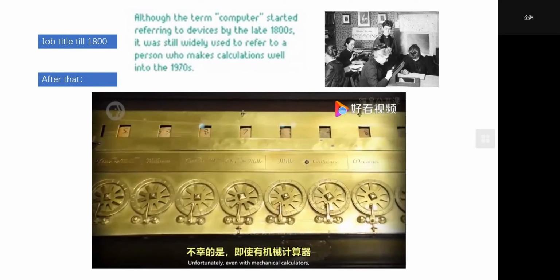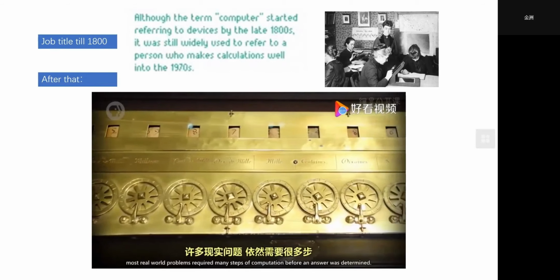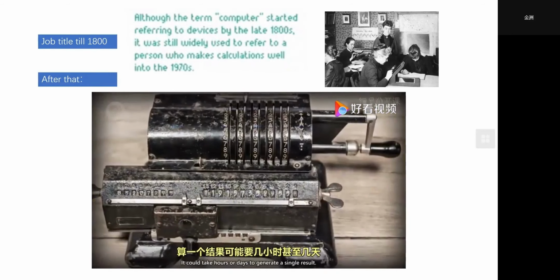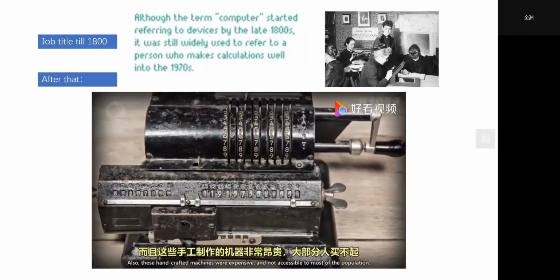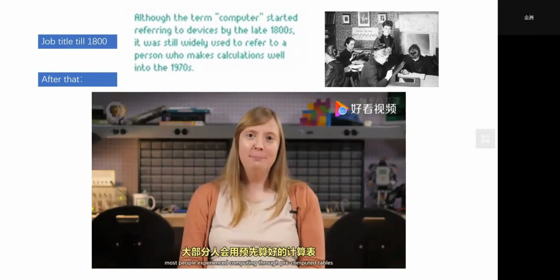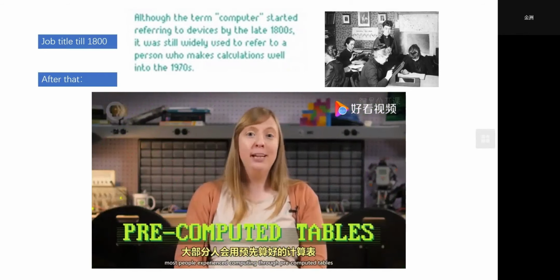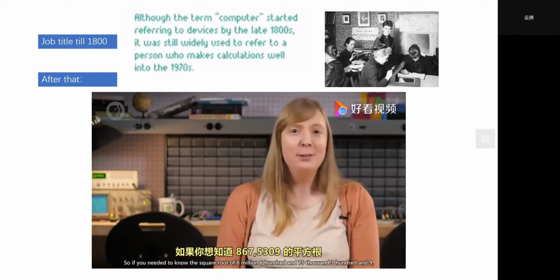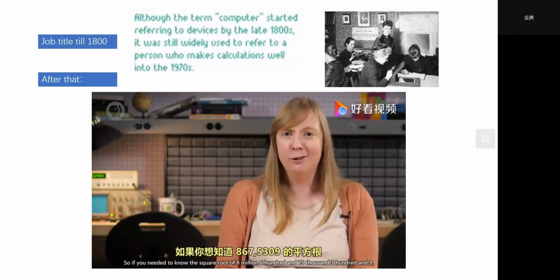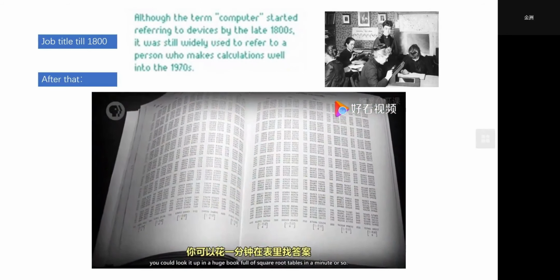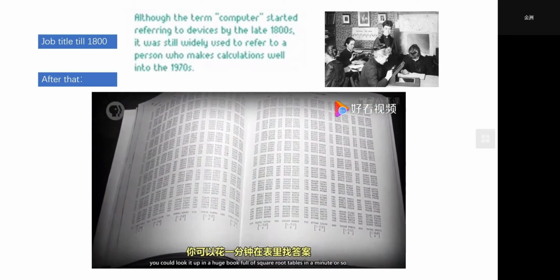Unfortunately, even with mechanical calculators, most real-world problems required many steps of computation before an answer was determined. It could take hours or days to generate a single result. Also, these handcrafted machines were expensive and not accessible to most of the population. Before the 20th century, most people experienced computing through pre-computed tables, assembled by those amazing human computers we talked about. So if you needed to know the square root of 8,675,309, instead of spending all day hand cranking your step reckoner, you could look it up in a huge book full of square root tables in a minute or so.